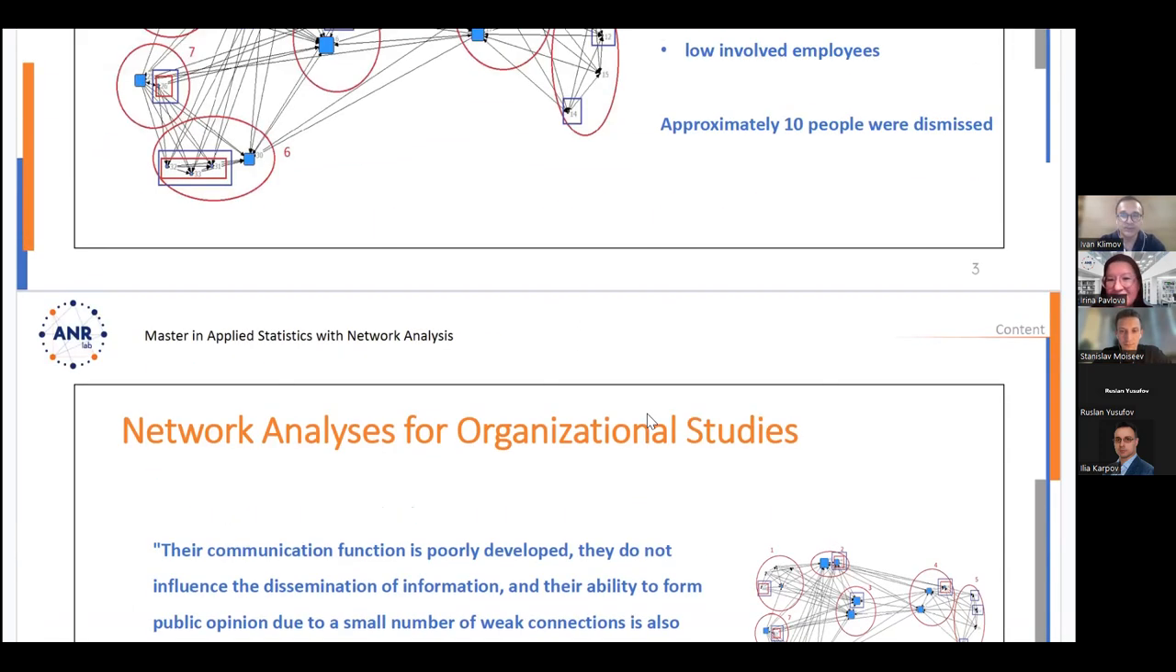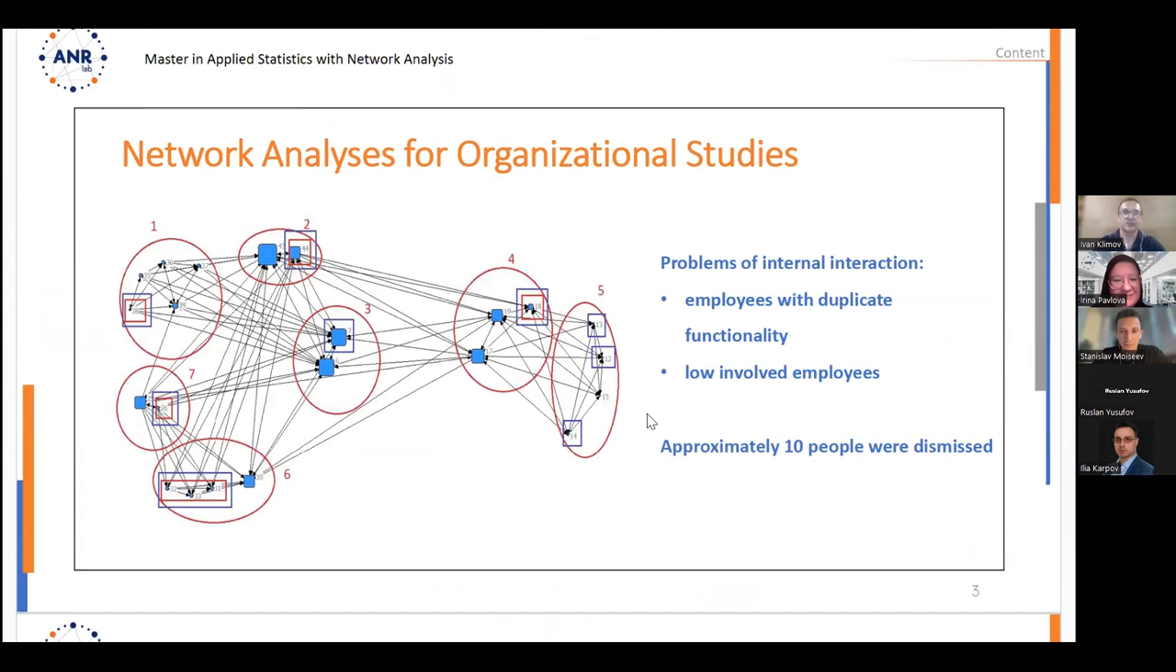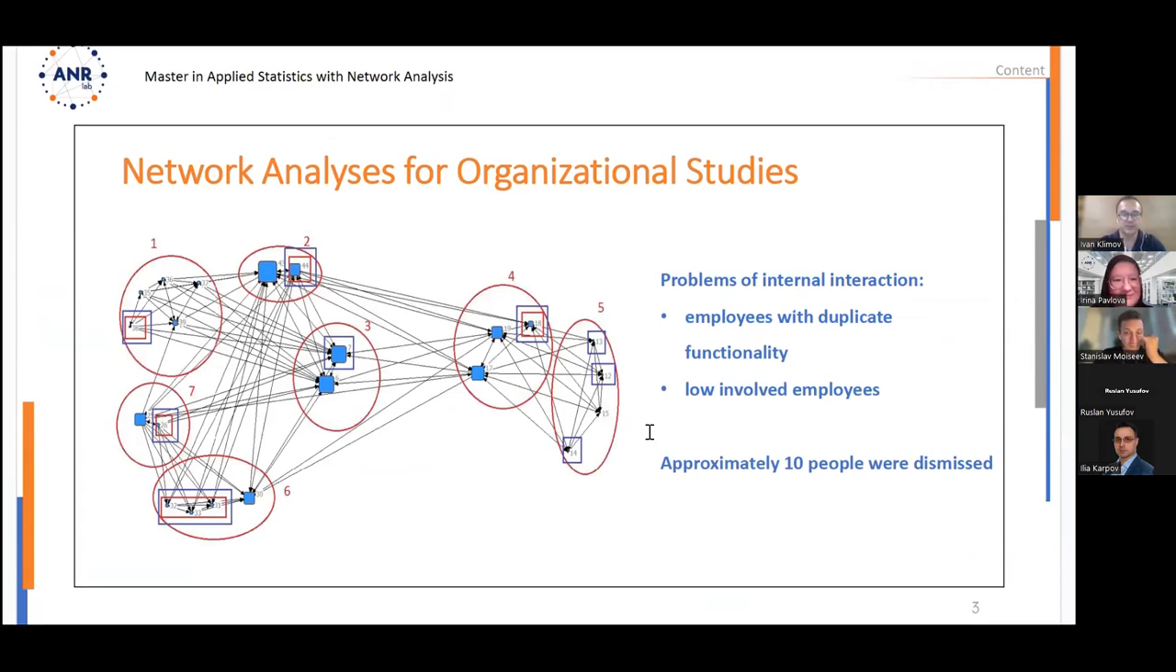Look at circles 5 and 6. They have the largest number of outsiders. So, 3 people from the 5th group were dismissed, and 2 people from the 6th group were also dismissed. The 5th group is analysts, and the 6th group is SMM managers.